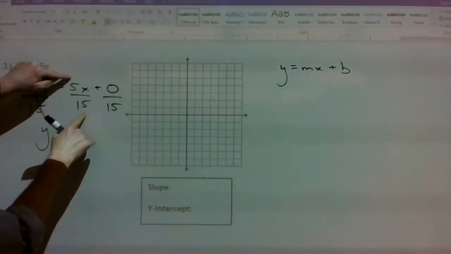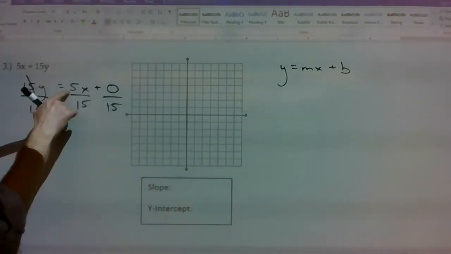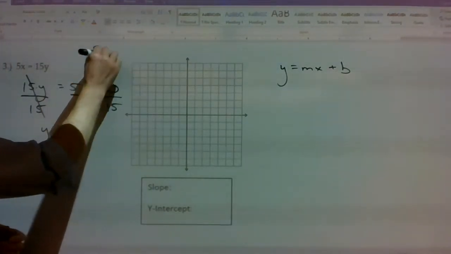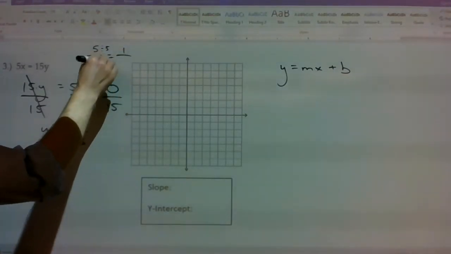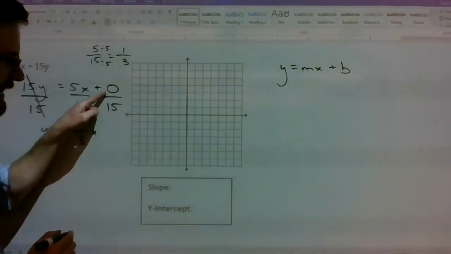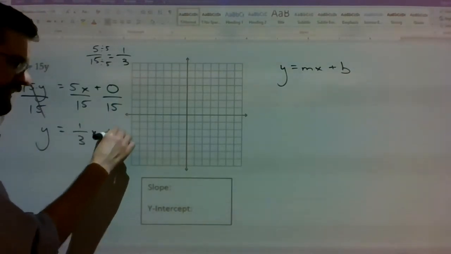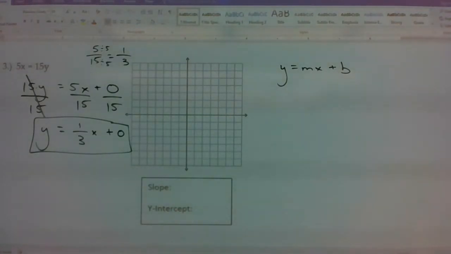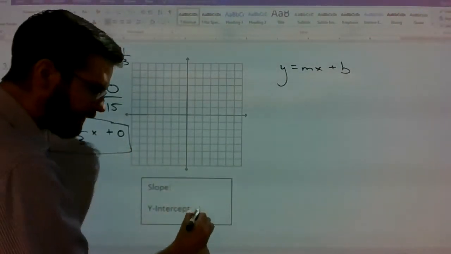All right, 5 divided by 15. The fraction reduces, so please do so. Reduce this down to 1 over 3. Since 5 divided by 15, they both divide by 5. 5 divided by 5 is 1. 15 divided by 5 is 3. That's where I got the 1/3 from. If I have nothing and I divide it into 15 groups, there is nothing left for each group. So my y-intercept is the b, plus 0.